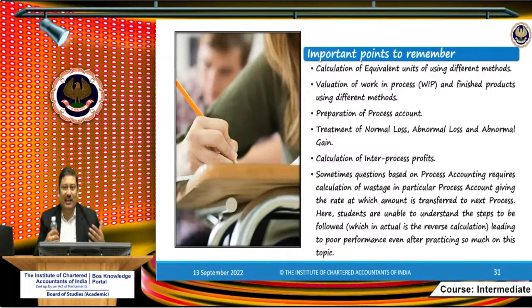What is their profit? So they are charging some profit, and then they are transferring the product to the other department, which is known as inter-process profit.